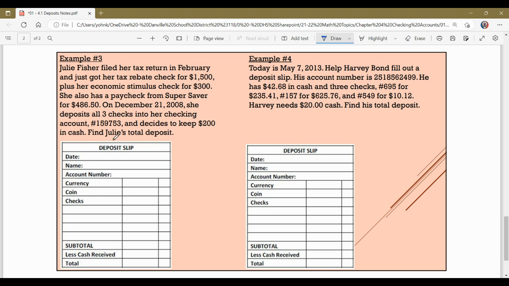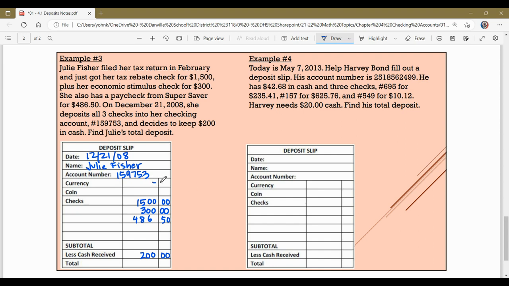All right, so do we have the date? Yes, it's 12/21/08. The name is Julie Fisher. Her account number is 159753. Currency. Well, let's see. She has a tax rebate check of $1,500. She has the economic stimulus check of $300. She has a paycheck of $486.50, and she's going to keep $200, so less cash received.